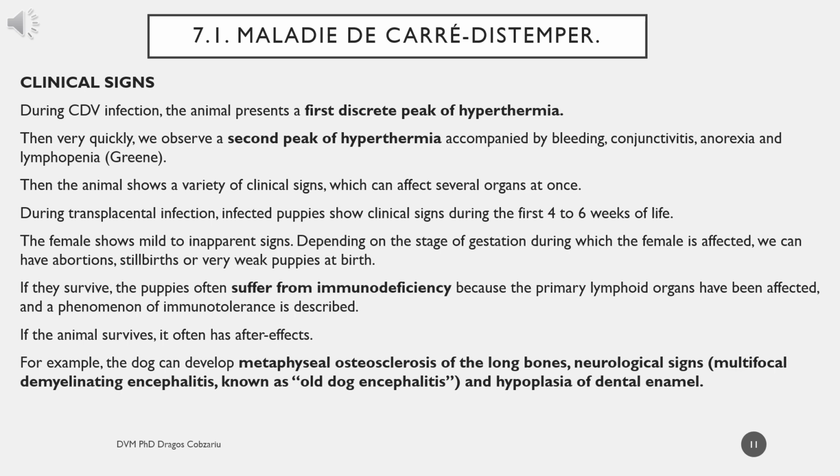If they survive, the puppies often suffer from immunodeficiency because the primary lymphoid organs have been affected, and a phenomenon of immunotolerance is described. If the animal survives, it often has after-effects. For example, the dog can develop metaphyseal osteosclerosis of the long bones, neurological signs, multifocal demyelinating encephalitis, known as old dog encephalitis, and hypoplasia of dental enamel.